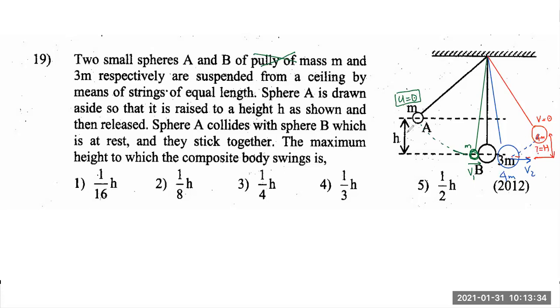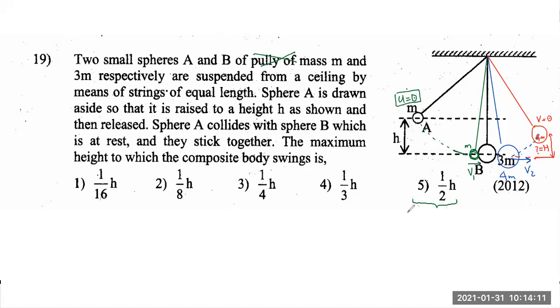So there are 3 steps. First, small m moving from here to here, then both the objects combining, and then 4m going up. There are 3 categories; I have used different colors: green, blue, and red. Let's start with the green part. We'll take A, B, and the final position as C.